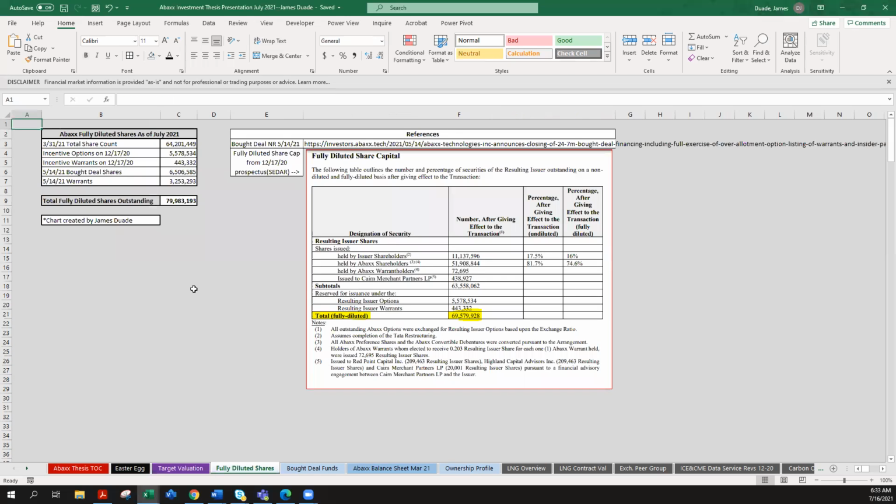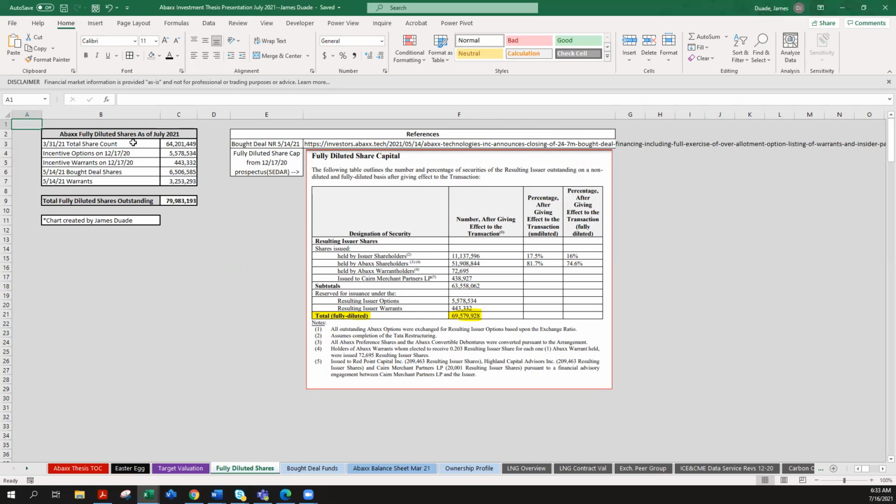So fully diluted shares, this is a little bit complicated, but effectively there were close to 70 million fully diluted shares in December when Abaxx initially IPO'd. And so when we take our IPO, that amount has been added to over time because we had the May bought deal, and they've done some warrants that were exercised by management.